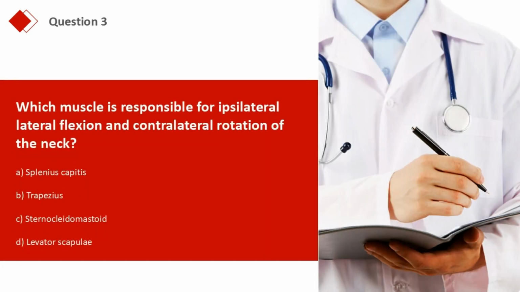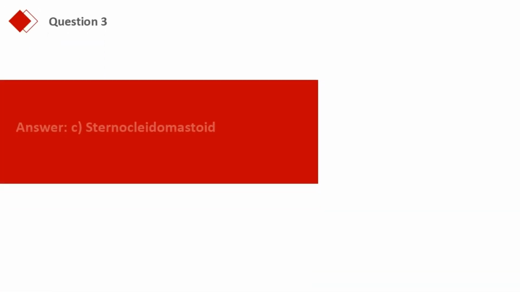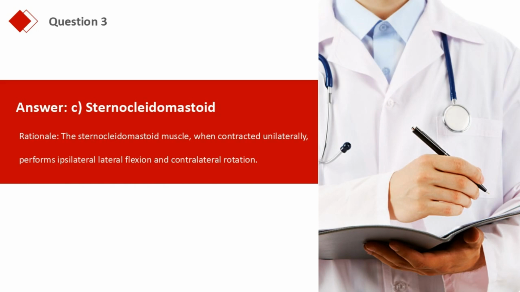Question 3. Which muscle is responsible for ipsilateral lateral flexion and contralateral rotation of the neck? A. Splenius capitis. B. Trapezius. C. Sternocleidomastoid. D. Levator scapulae. Answer: C. Sternocleidomastoid.